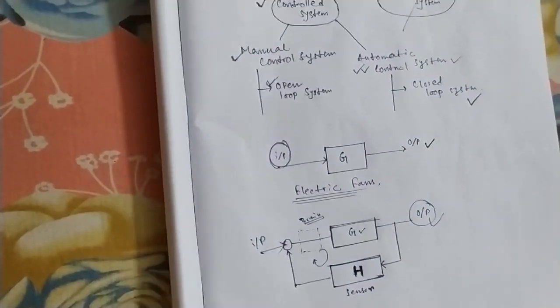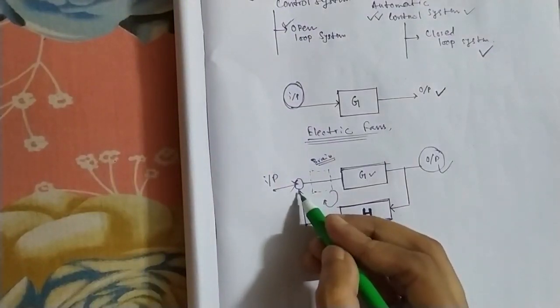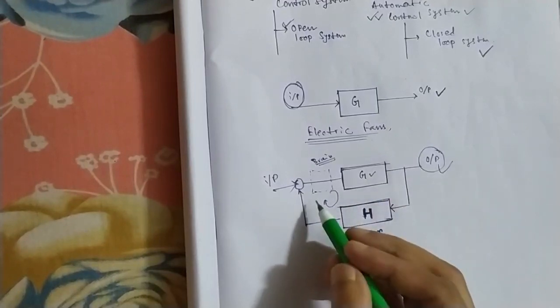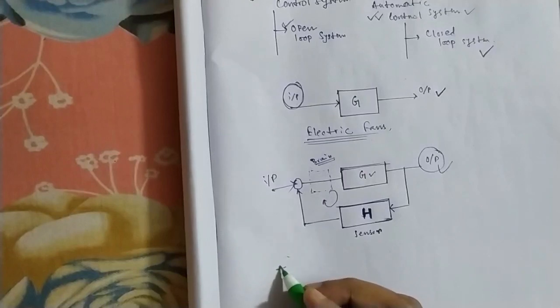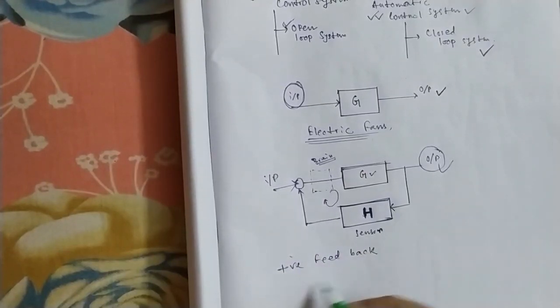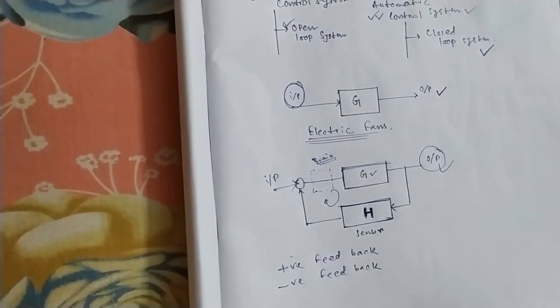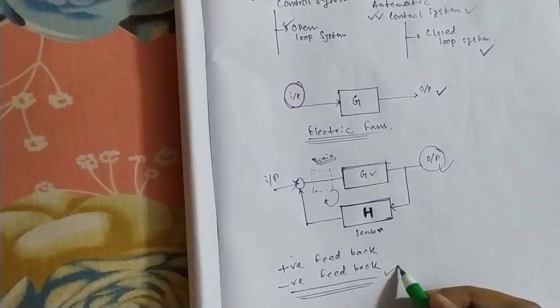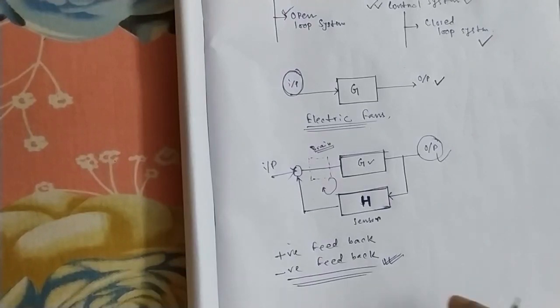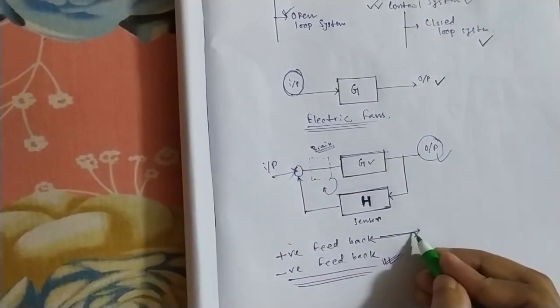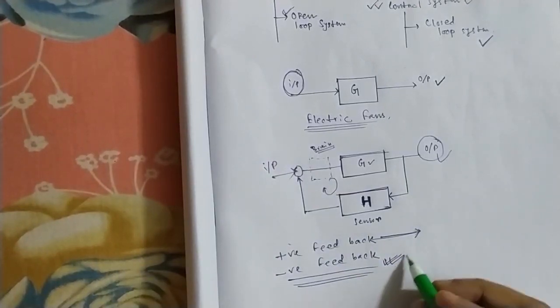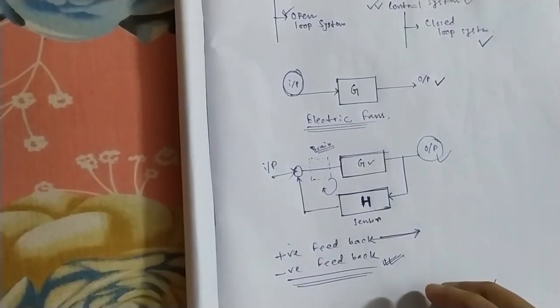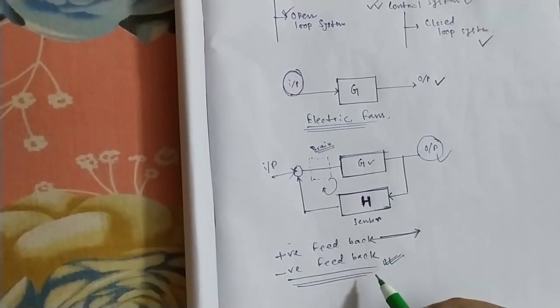Any closed loop system always has feedback. This is feedback: I am feeding back the sensor output to the input terminal. This feedback can be of two types: positive feedback and negative feedback. We always use negative feedback in our system to make it stable. The positive feedback always makes our system unstable. Why does positive feedback make the system unstable, and why is negative feedback always used? I will tell you later. For this time you only need to know that negative feedback is always used to make our system stable.